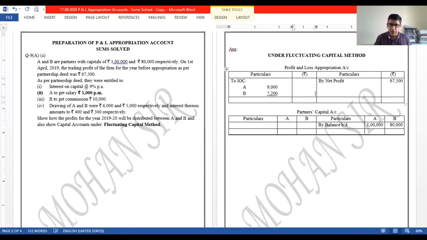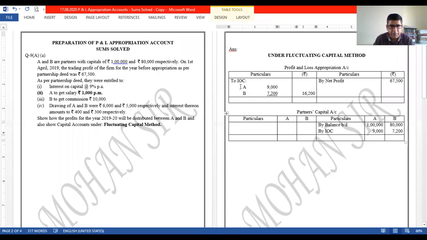So the total amount will be 16,200. Now we know the interest on capital needs to be credited to partners' capital. I'll come to partners' capital on the credit side, by interest on capital. The amounts for interest on capital are 9,000 and 7,200. So this is how we are done with the first adjustment. Interest on capital being an appropriation, debit P&L appropriation and credit partners' capital.